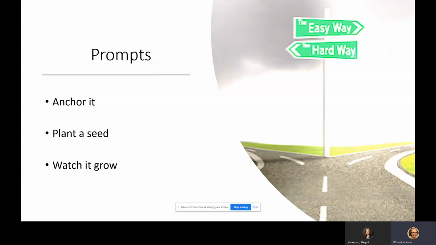So my tiny habit behavior might be to show affection to my husband by giving him a kiss at some point in the day. So where am I going to anchor it? Well, I know that my morning routine is more consistent than the whole rest of my day.